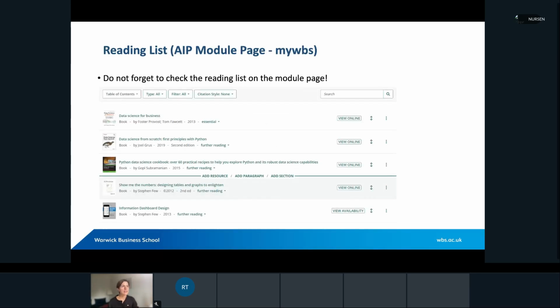Okay. So this is the reading list. This is on the module page. If you go to the AIP module page, under the reading list tab, you will see the books we are going to use. The main book is Data Science for Business. I'm going to refer to the chapters from this book that are covered during the lectures and workshops. And this book is available online. You can read it online.